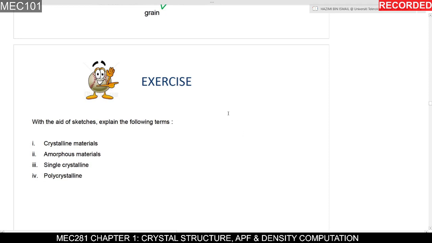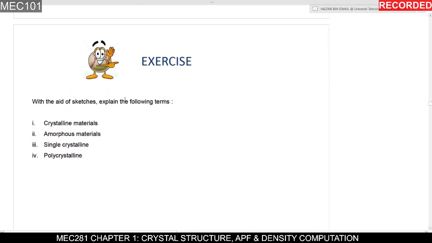Now you can ask yourself. You can try to explain what crystalline materials, amorphous materials, single crystalline, and polycrystalline are. You can also try to sketch the formation of the crystalline, amorphous, single crystalline, and polycrystalline structures.